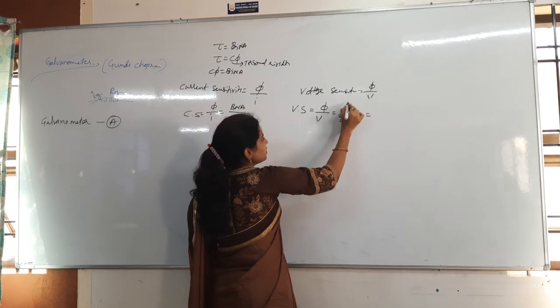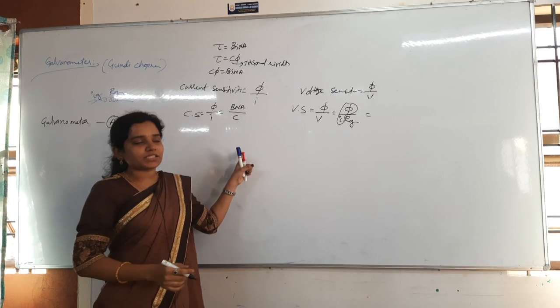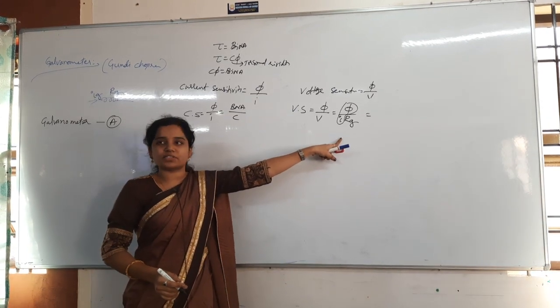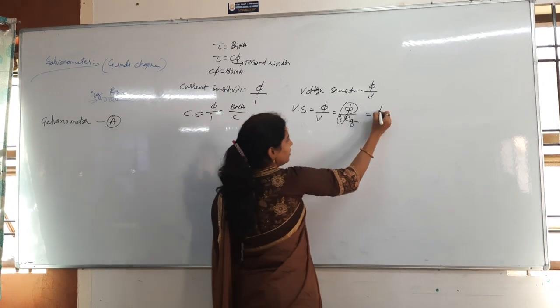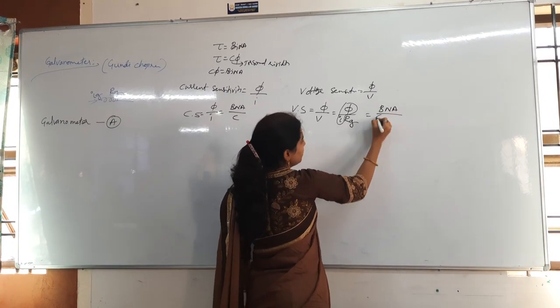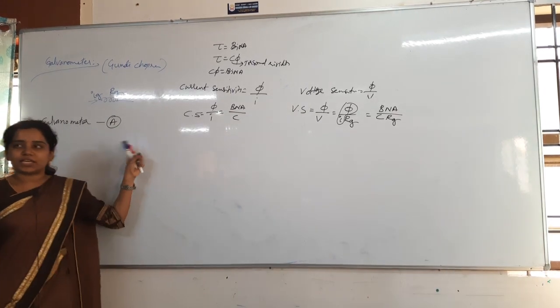Now what is this phi by I? Phi by I is nothing but current sensitivity. Voltage sensitivity is current sensitivity divided by the resistance, obviously. So current sensitivity is how much here? BNA by C. So voltage sensitivity is BNA by C into Rg. That is the formula of voltage sensitivity and current sensitivity.